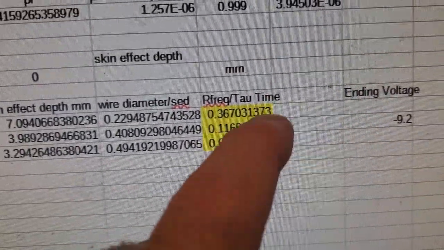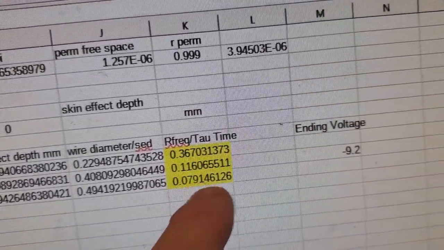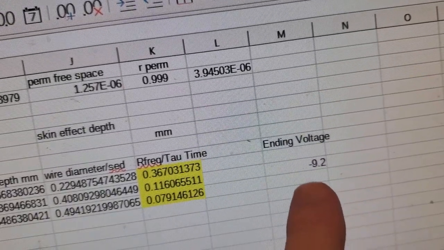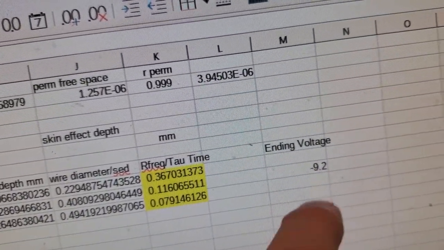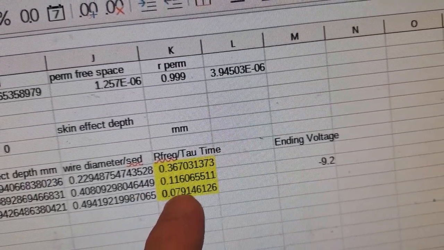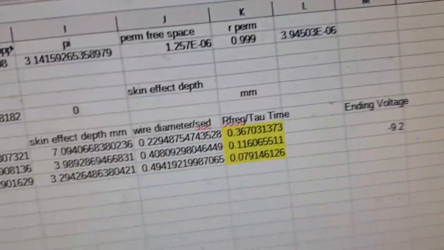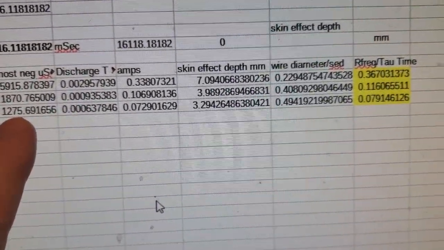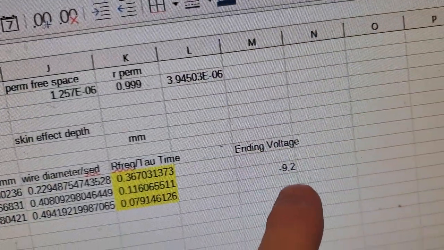Okay, I'm also mentioning the resonant frequency over the tau time has an effect on this Q factor, your ending voltage there. And so we see that's improved, and of course it has, because the tau time stays constant and the resonant frequency is now faster. So let's see what it goes to.